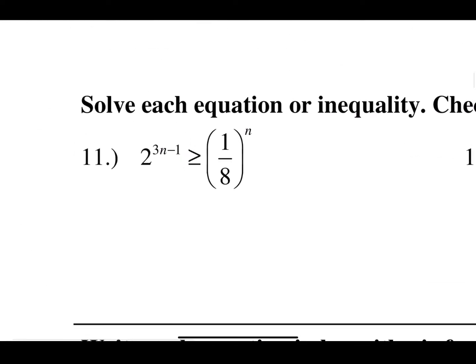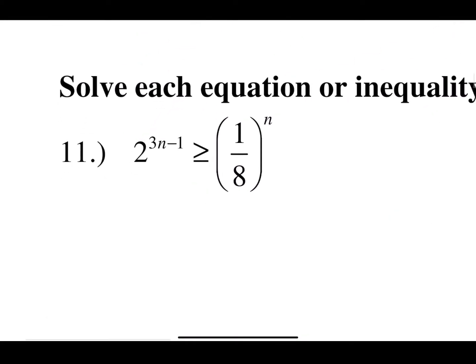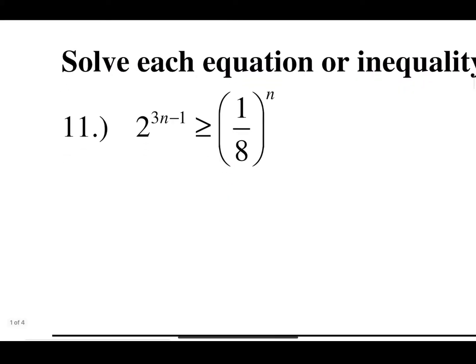Okay, next we got something like number 11. The rest are pretty much the same, solving 8, 9, 10, 12, and 13. But I just wanted to touch on what do you do when your base is a fraction? So I have a 2, and I have a 1 over 8. I know 2 and 8 have something to do together. I know 8 can be written as 2 cubed. But right now that would be 1 over 2 cubed, and that's not okay.